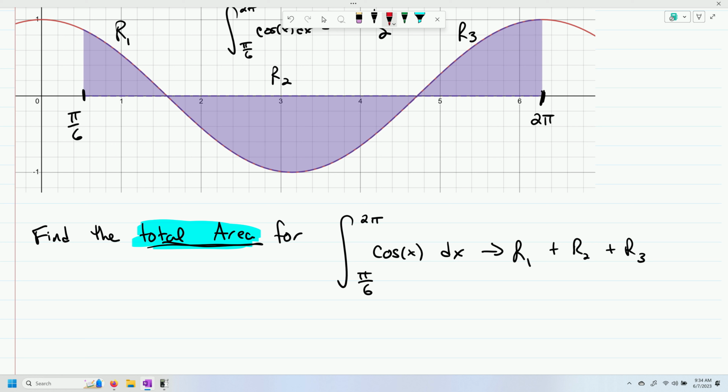The first integral is going to go from pi over 6 to pi over 2. We'll call it integral number 1. Then the second integral is from pi over 2 to 3 pi over 2. This is our integral for the second region. And finally, the third integral is going to be from 3 pi over 2 to 2 pi.